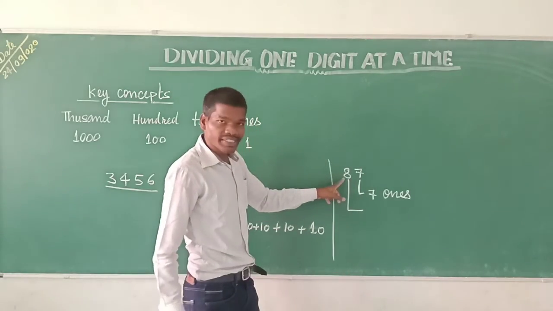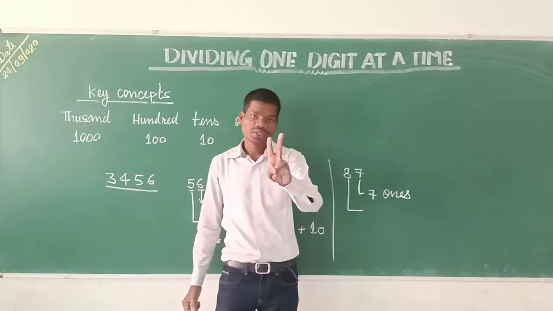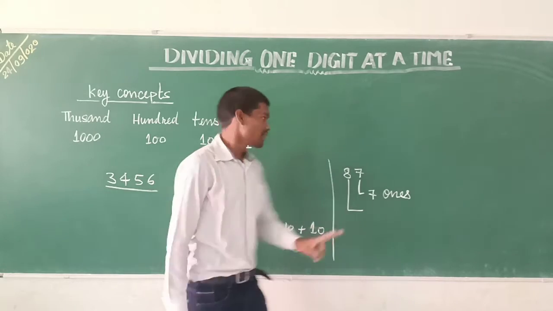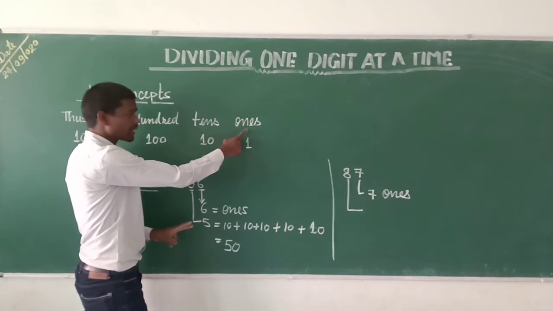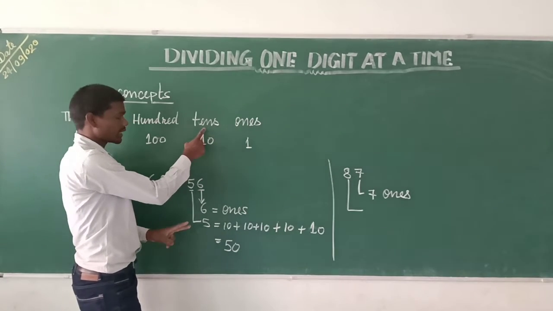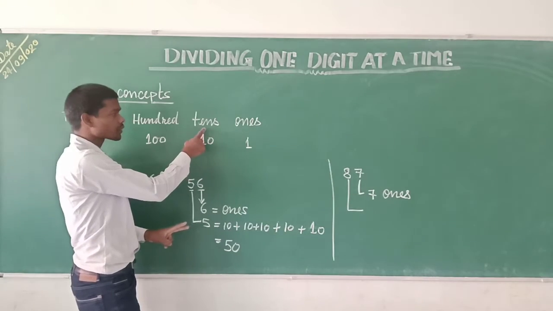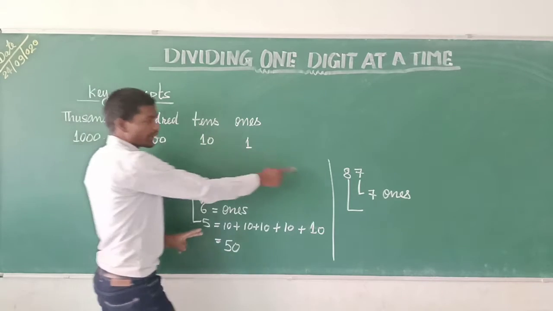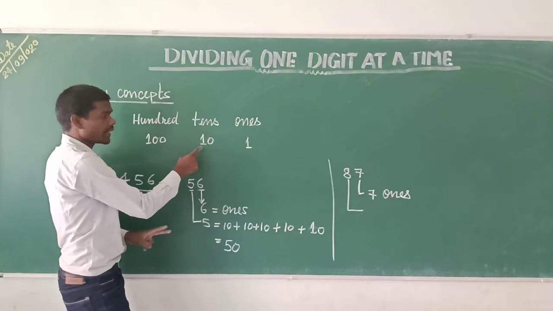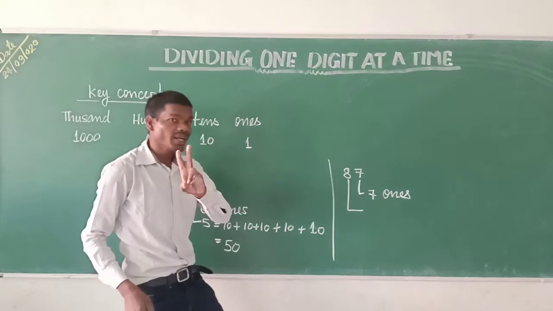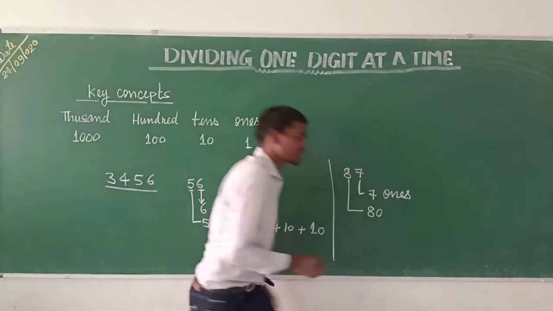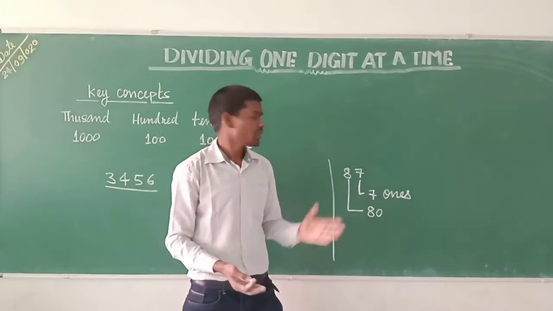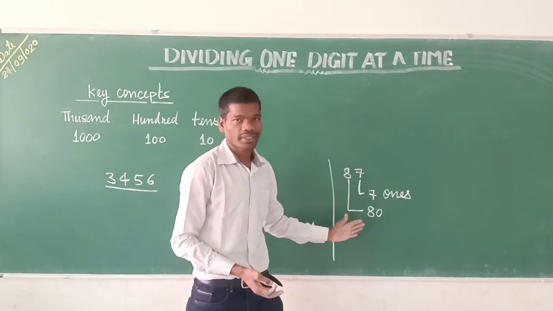In which place is this standing? Second place. And the second place is what? This is the first place, ones, and tens, this is the second place. So what can we say? 8 tens. 8 tens is equal to 80. So this is solved. Okay, so we can reach it very fast.